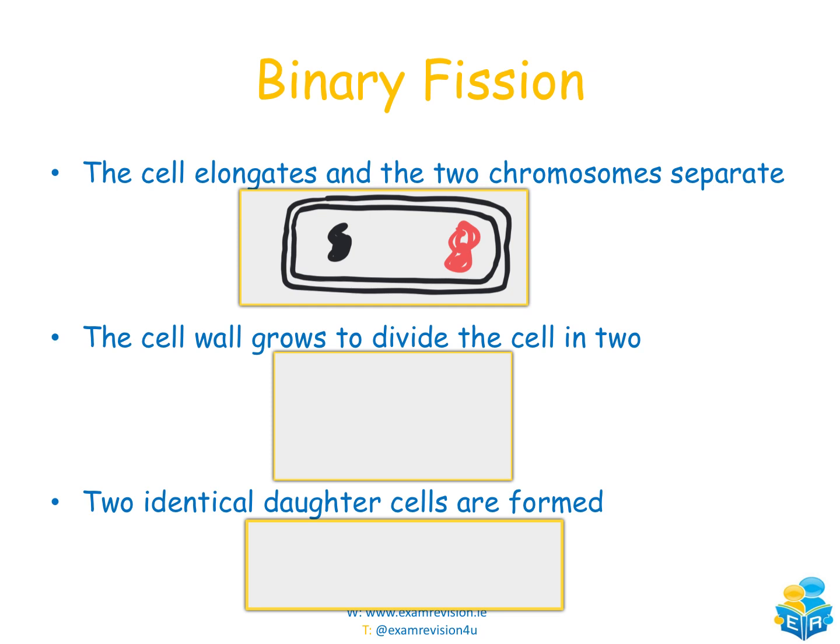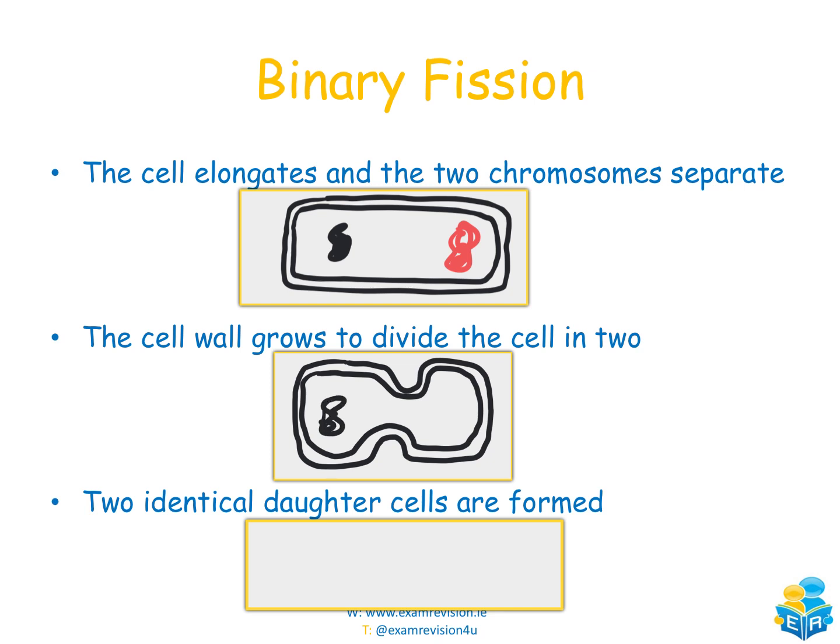For the next stage, the cell wall is going to begin to divide the cell in two. So it's going to grow more and more. It'll start to go inward, like so. We have one copy of the genetic material over here, another copy over here. And we can see here towards the center, it's beginning to pinch in. So one cell is beginning to divide into two. And then eventually what we'll end up with is two identical daughter cells.